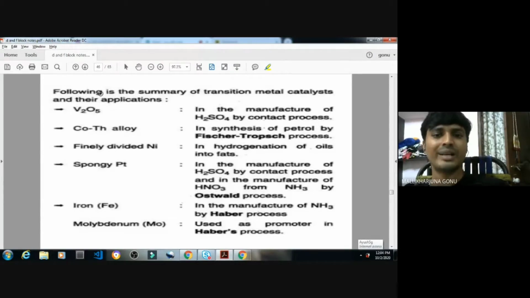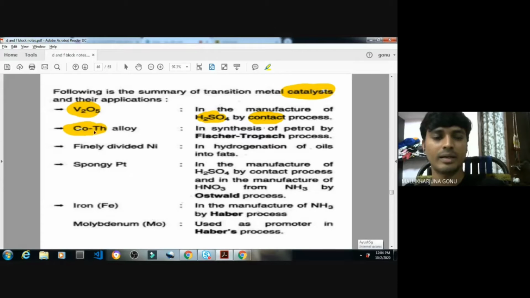Next is the catalytic property of these D block elements. This we have seen already. Following is the summary of transition metal catalysis processes. So they have some catalytic properties. In the contact process, we use vanadium pentoxide in the preparation of sulfuric acid.